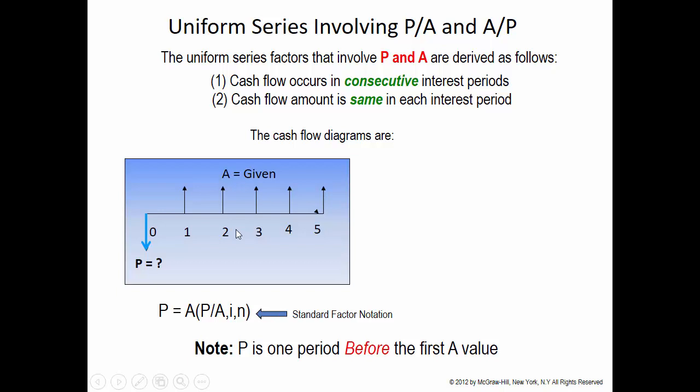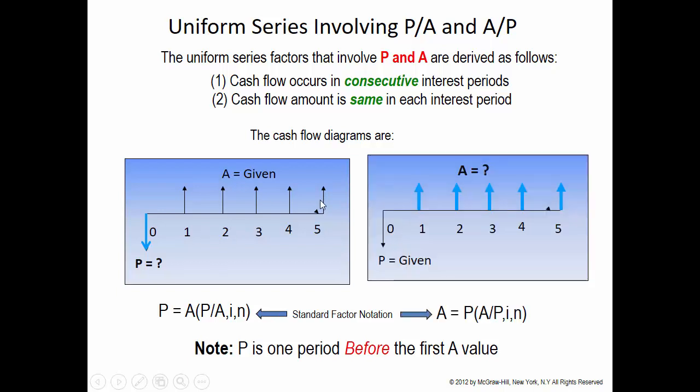So that is how we would find P given A. You can do about the same thing, it's just a different table factor, if you want to work with a given P and find an unknown A. An example of a real-world application of this is if you are taking a loan, and you want to find out what the uniform repayment amount would be. That would be an example of a find A given P. And again, there's that 1 period gap between the present and the first time you see the uniform amounts.